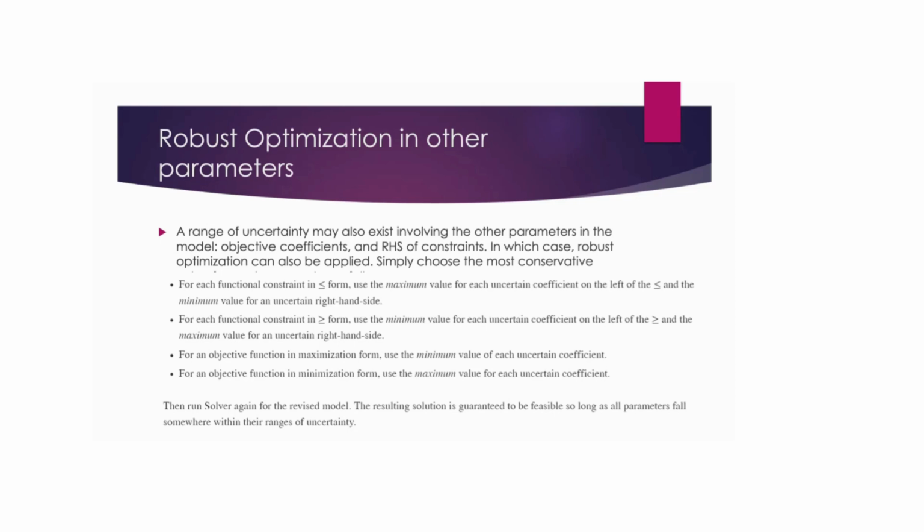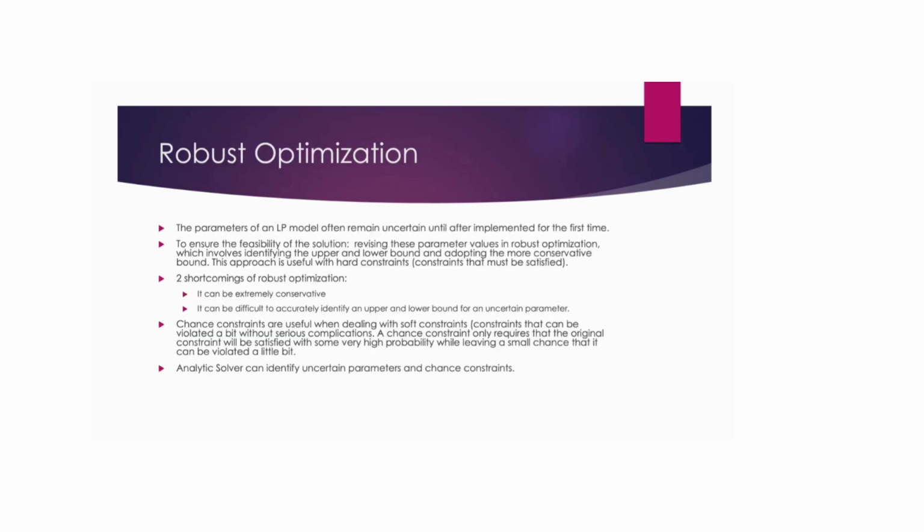Now, this is about the objective coefficient. The first two bullets were about functional constraints. And the last two are about the objective coefficient. So these are two different parameters. Then run solver again. Always run solver for the revised model. The resulting solution is guaranteed to be feasible so long as all parameters fall somewhere within the ranges of uncertainty. So that will be all for today.